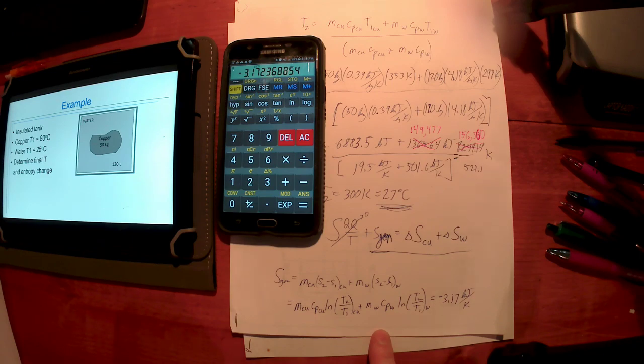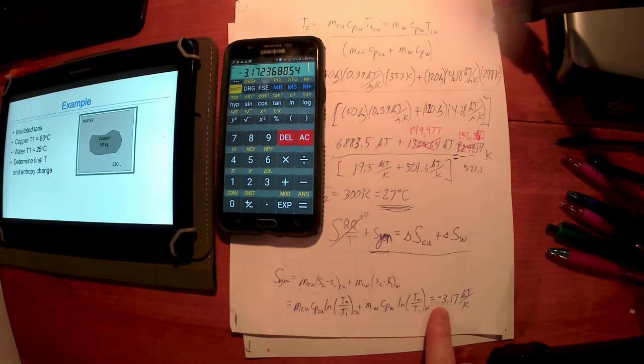Okay? Now again, we said that's negative. Why is that negative? Does that make sense? Well, think about it. What's happening to the copper? It's cooling down, right? The copper is cooling down, meaning the molecules are becoming less chaotic. They're becoming lower entropy. So when a substance cools down, I should expect a decrease in entropy.